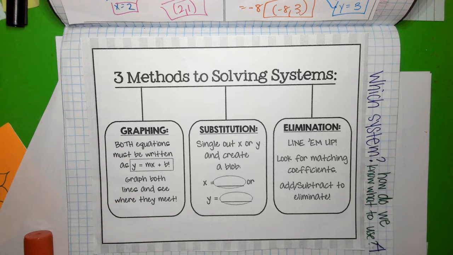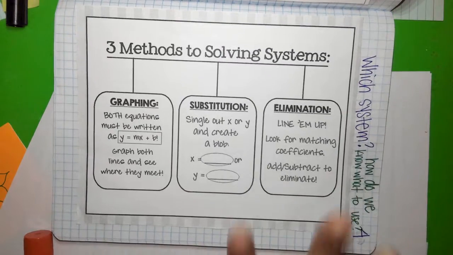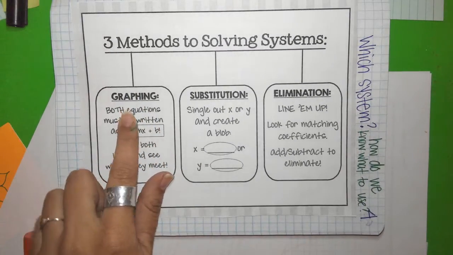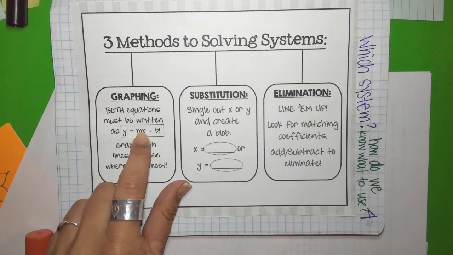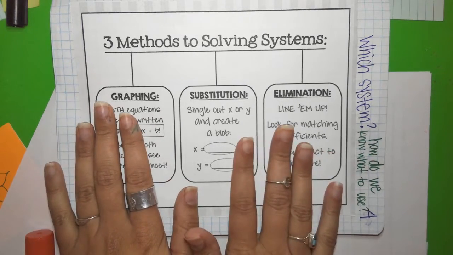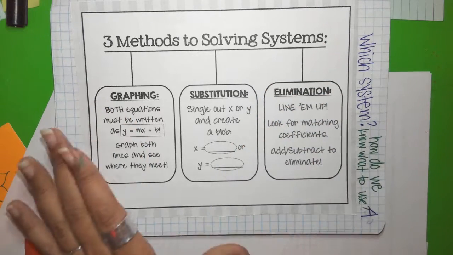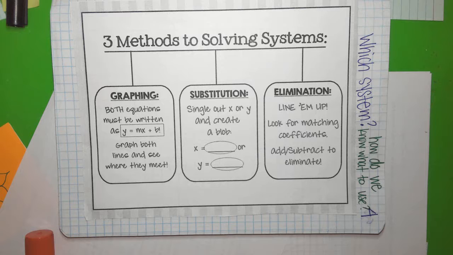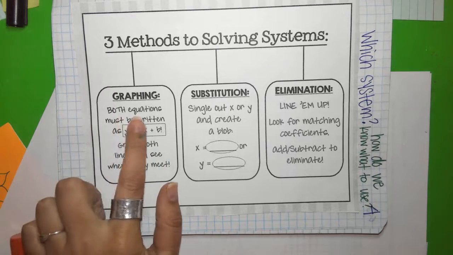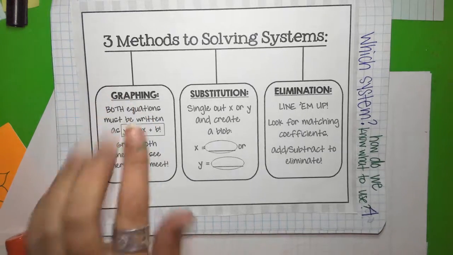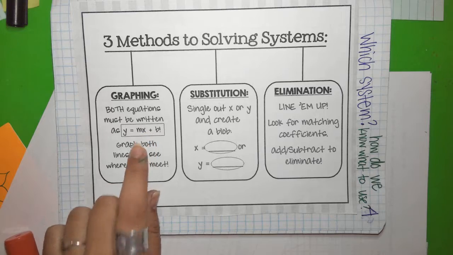Listen while you're cutting. Now, we have covered 2 ways to solve a system of equations. We've started by graphing, and we want both equations to be solved for y. So hopefully on this paper, you wrote down which system and how do we know what to use. Now, you use graphing when both equations must be written as y equals. Okay? So we graph when it's in slope-intercept form.